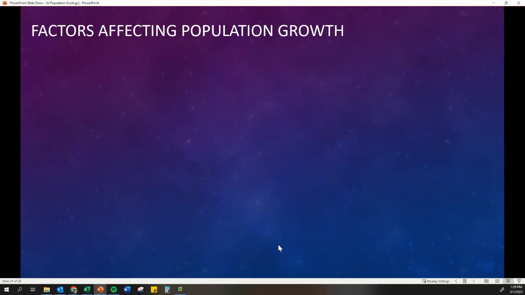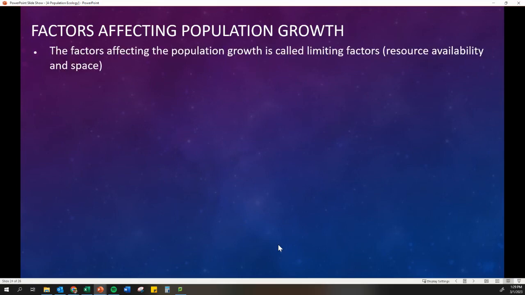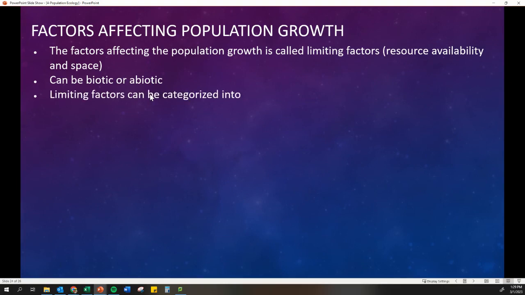Okay, so now let's talk about things that affect population growth. Factors affecting population growth are called limiting factors. They're going to limit resource availability as well as space. They could be biotic or abiotic. So remember, that's living or non-living.